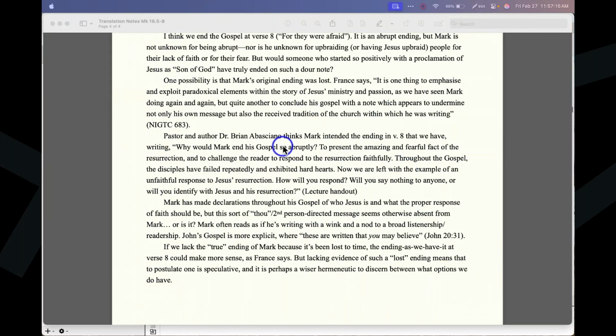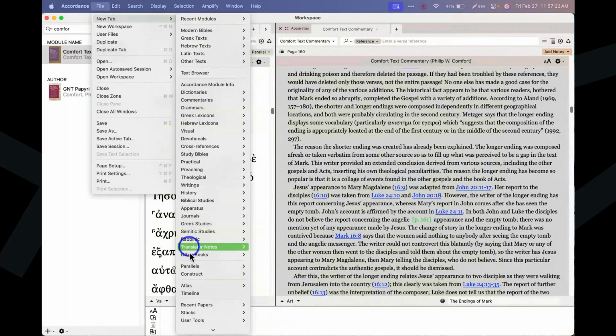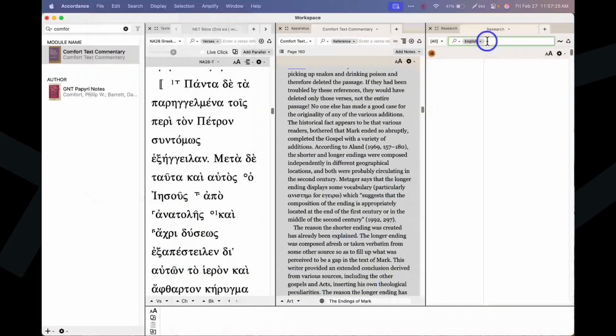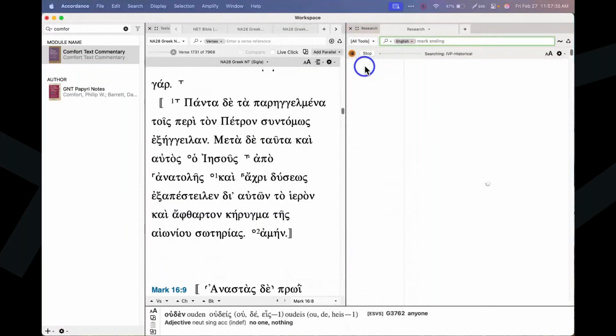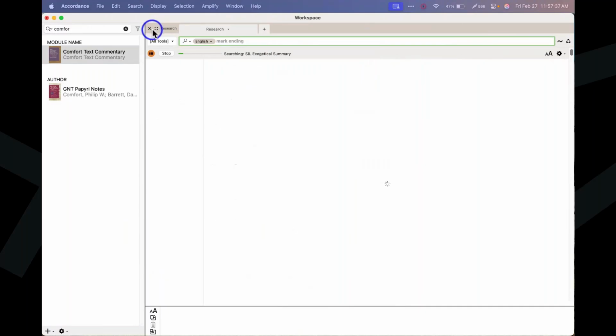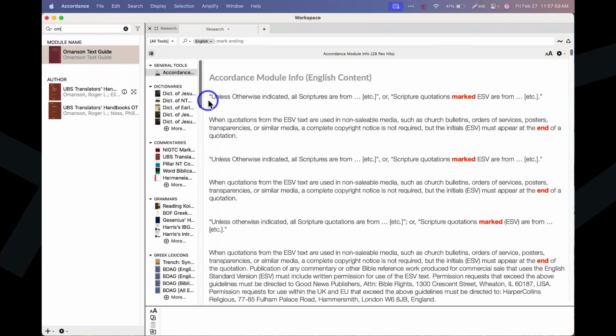So I will leave this with you, and again, just commend any commentaries you can get your hands on. You might even go to File, New Tab, Research, and maybe try a phrase like "Mark ending," and just search all your tools. There's going to be no shortage of resources here. You'll probably even find this in the Dictionary of Jesus and the Gospels. You'll find something there. But again, I would start with these text commentaries like Comfort and Metzger, and what's the other one? Omanson, which I think is an abridgment or a simplification of Metzger. Any of those text guides.